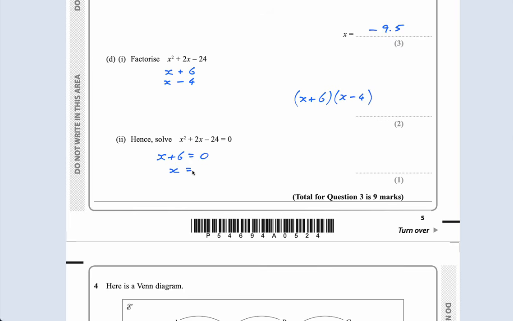So x equals negative 6. Or x minus 4 equals 0, x equals 4. So it's x equals minus 6 or 4. Two answers.